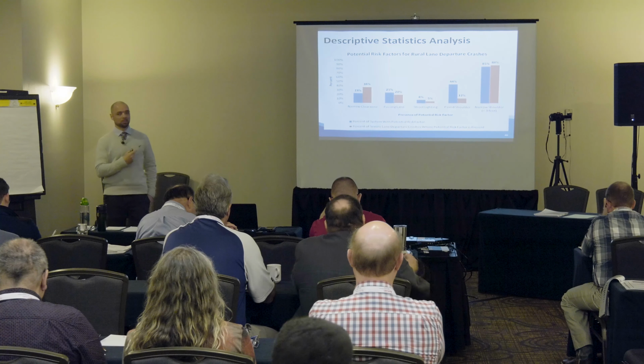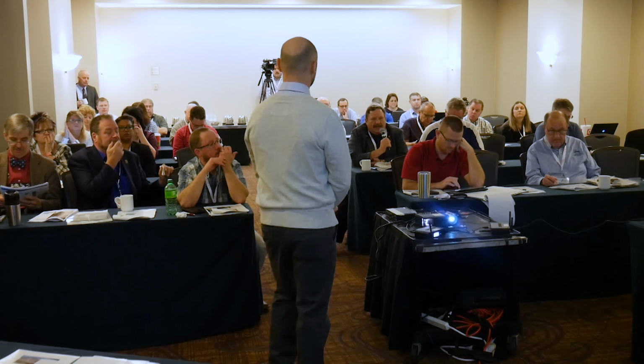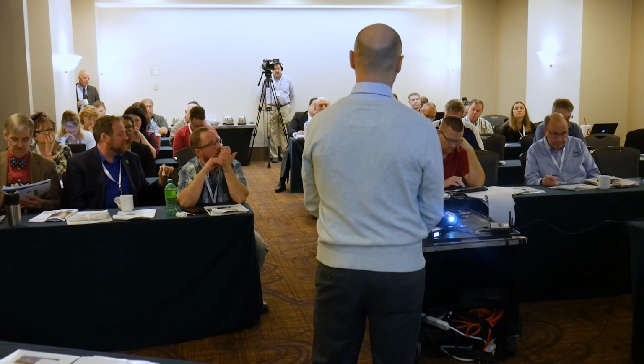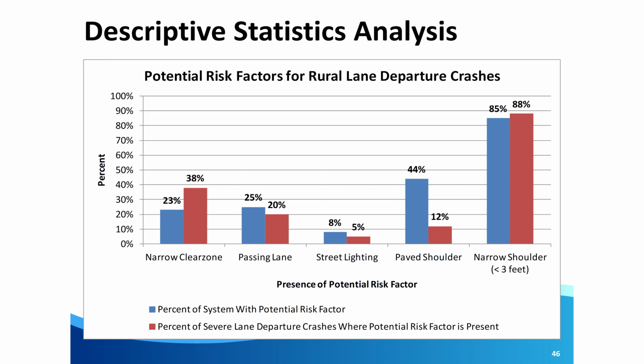Any questions on interpreting these types of charts? Because you'll be doing this as part of an upcoming exercise. The question on this one kind of comes back to, and I'm looking at the paved shoulder, and if I'm reading things right, the percent of the system with the risk factor is 44%. So they're saying something like 44% has a paved shoulder, and the percent of severe lane crashes where, so in other words, that's showing that the paved shoulder has some major benefits.